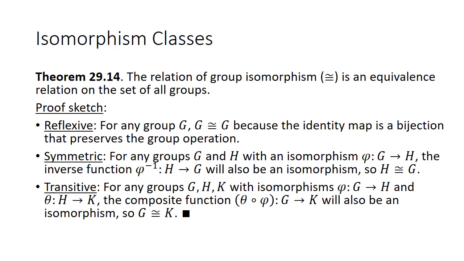so that would show that the isomorphism relation is symmetric. And then finally, for the transitive property, if you have three groups, G, H, and K, with isomorphisms phi from G to H and theta from H to K, then you can compose those two functions to do theta of phi, and that will go from G to K, and you can show that that's an isomorphism as well. Of course, it'll be a bijection. We learned previously that a bijection composed with a bijection is another bijection, and then you just have to prove that it preserves the group operation. So that's what you would do to prove this theorem.